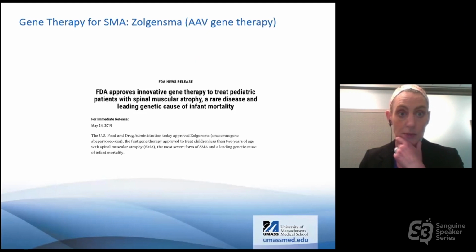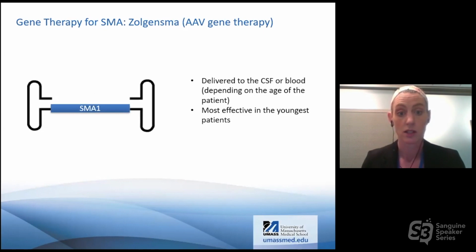The second therapy I'm going to talk about is a classic gene therapy. It's called Zolgensma. And this is an AAV like I talked about. And what it does is it introduces a copy of SMN1 into the patient, and it's delivered to the CSF or blood, depending on the age of the patient. And it's most effective in the youngest patients, and that's partially because younger patients are smaller and it distributes throughout the body or throughout the CNS better in younger patients because they're smaller.